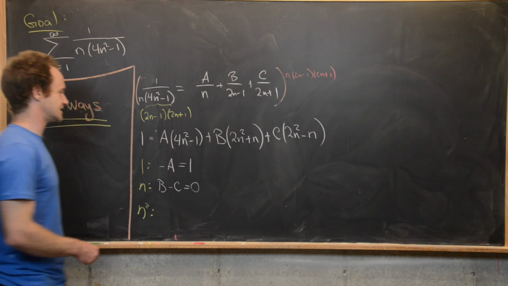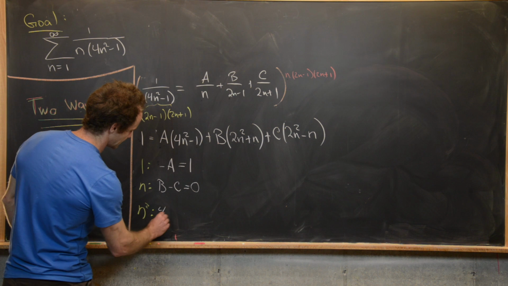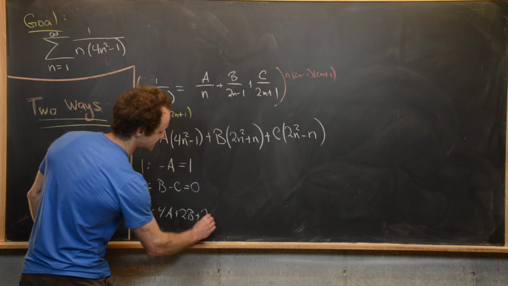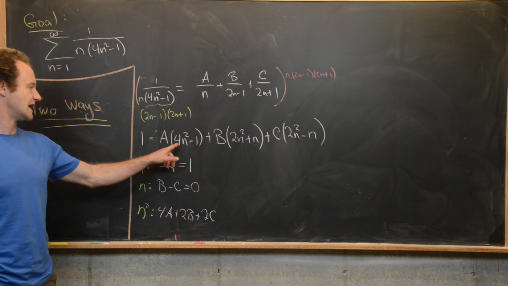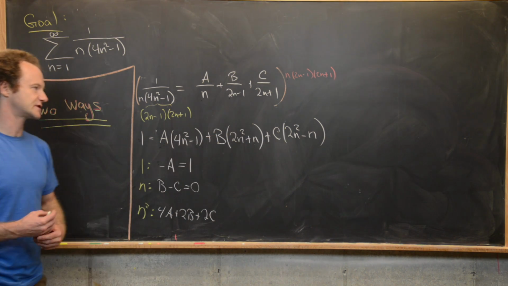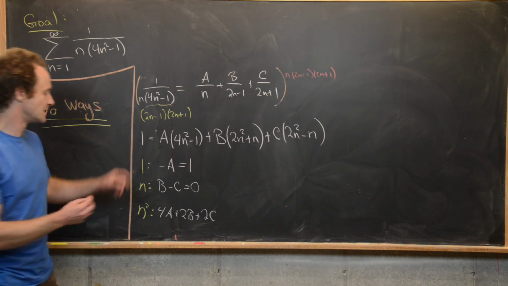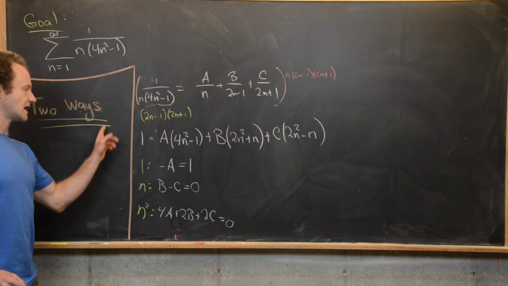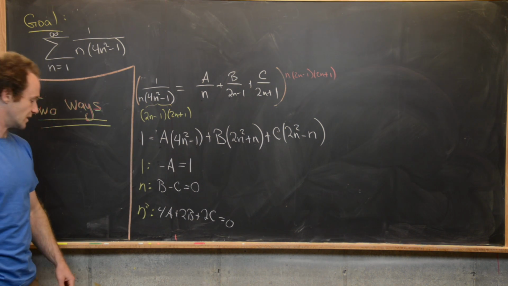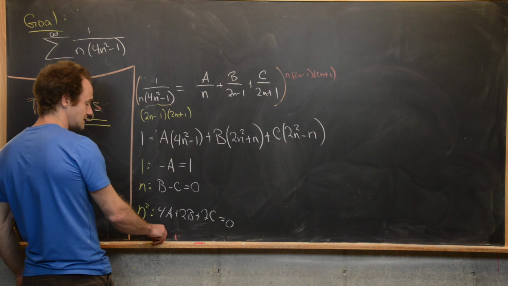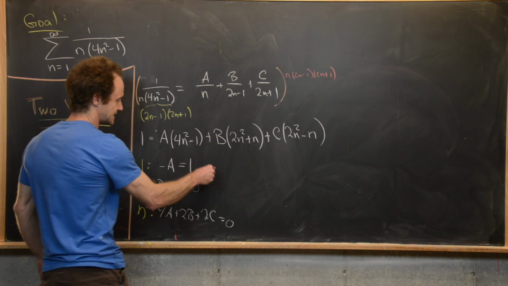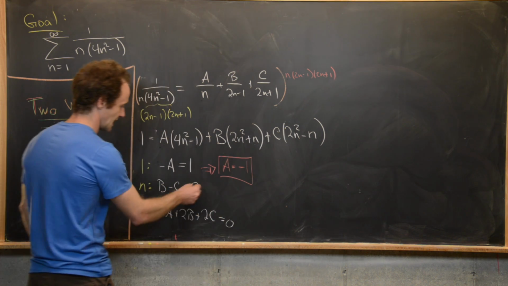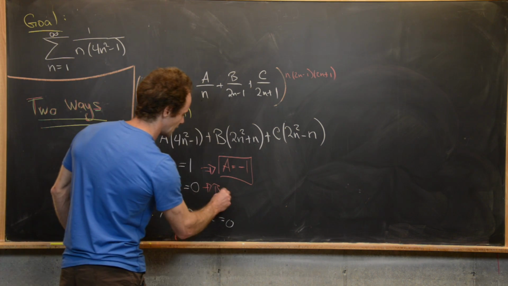Then finally the n squared term, so that's going to give us 4a plus 2b plus 2c. Here we have a times this 4n squared, b times that 2n squared, and c times that 2n squared. And then again, we're going to have a 0 over here on the left-hand side because there's no n squared over here. Good. Now, notice we immediately see that this tells us that a equals negative 1, so that's good. And then this tells us that b equals c.